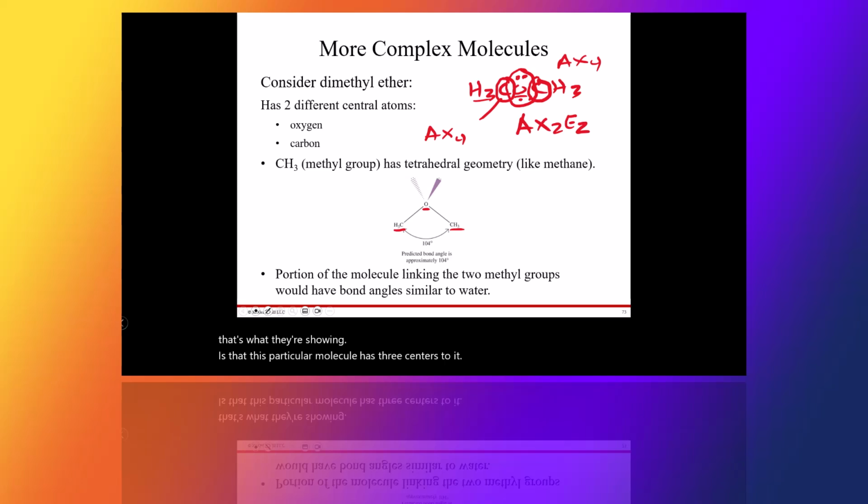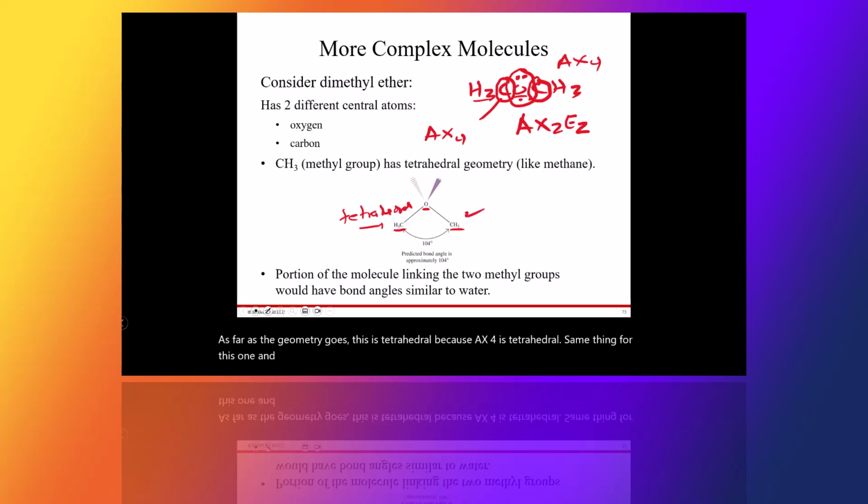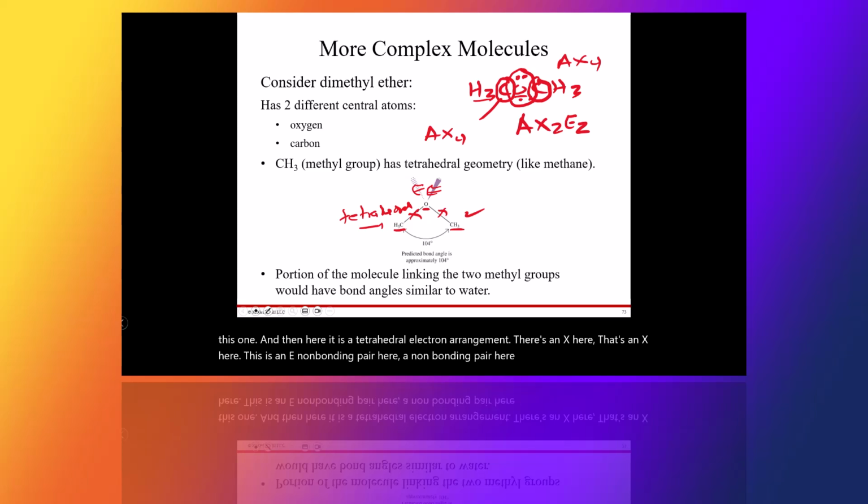Well, you know, if it's AX4, this is tetrahedral. As far as the geometry goes, this is tetrahedral, because AX4 is tetrahedral. Same thing for this one. And then here, it is a tetrahedral electron arrangement. There's an X here, an X here, an E non-bonding pair here, and a non-bonding pair here. But when we see AX2E2, we know that the geometry is bent.